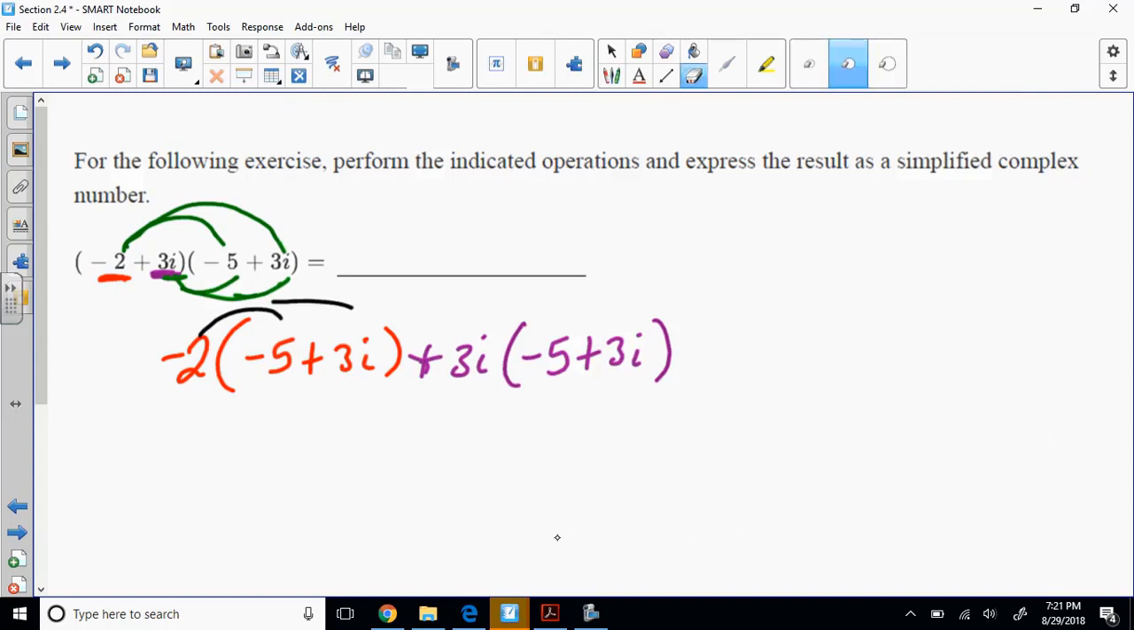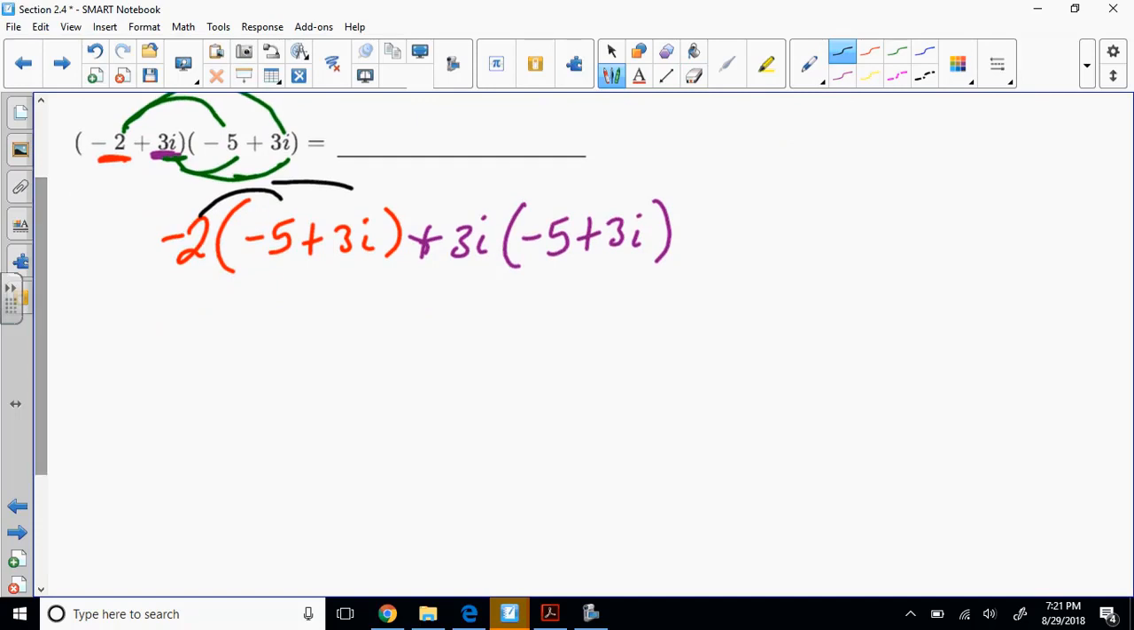Every time I press down on this, it's giving me little dots, and that's about to drive me crazy. So -2 times -5, put that up here, would be 10. -2 times 3i would be -6i, right? And then 3i times -5 is -15i. And of course, 3i times 3i is 9i squared.